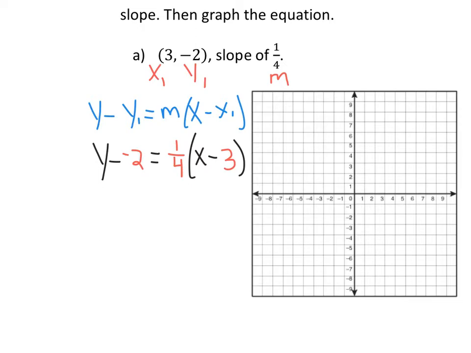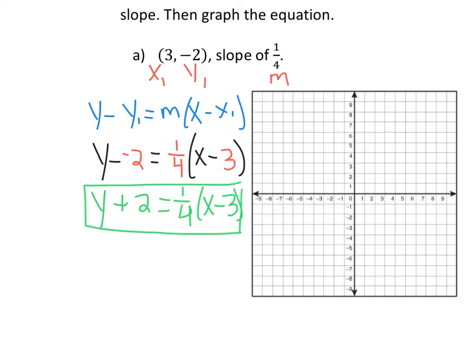And then what I like to say is make it pretty. When you have double negatives, get rid of them. Double negatives are positive. So instead of y minus -2, I'll have y plus 2. And the rest looks fine, so I will leave it as such. So this is our point-slope form, which helps us identify a point on a line, and the slope of that line. Now let's go ahead and plot it.